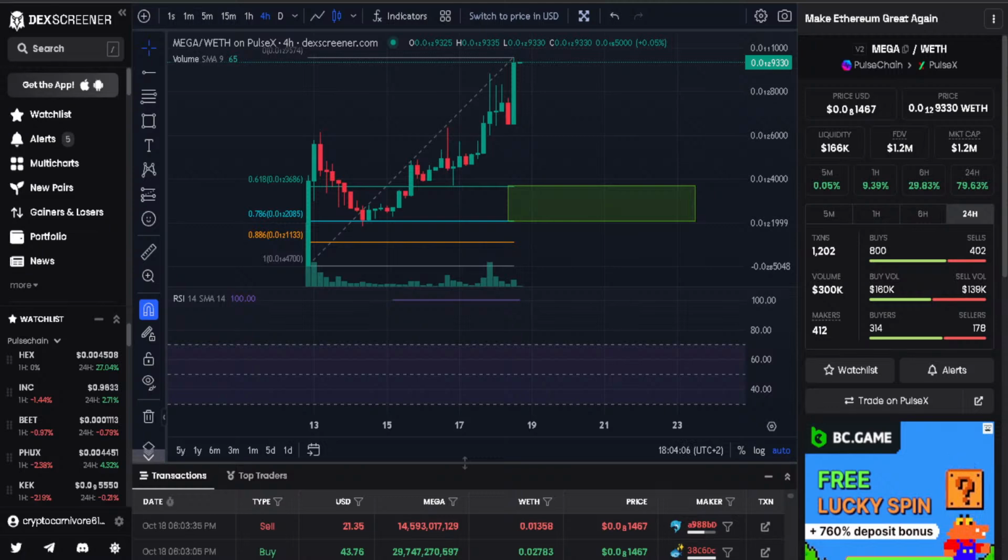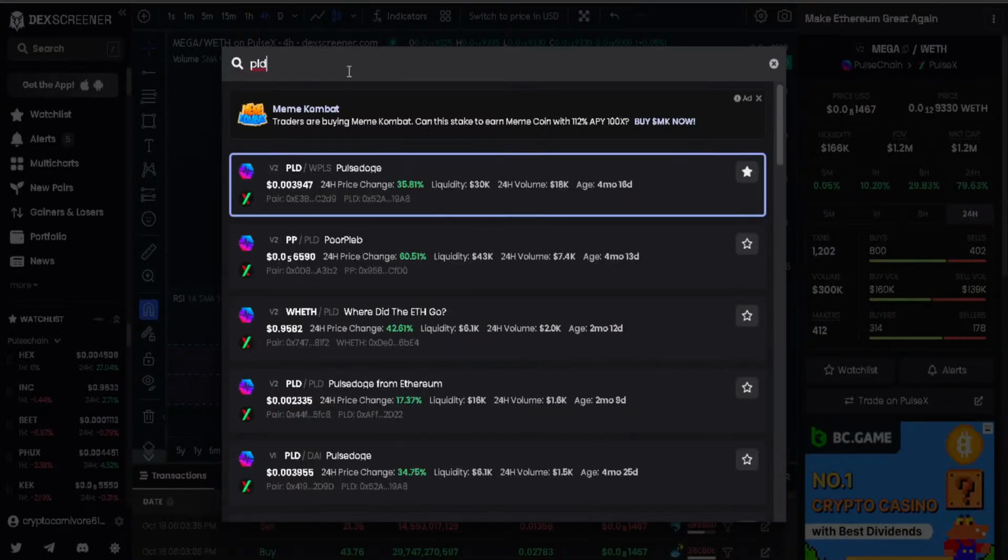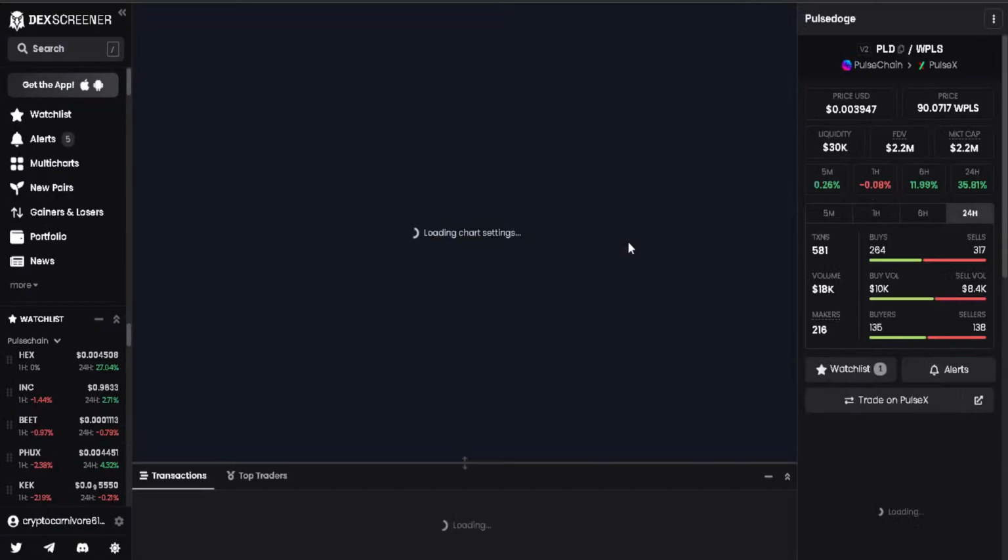Let's find a gem today that is actually in value. Rule number 1, buying zone. Please, guys, give me a good coin that is in a reload zone. Actually, I'll give you guys a little bit of a Pulse Doge.